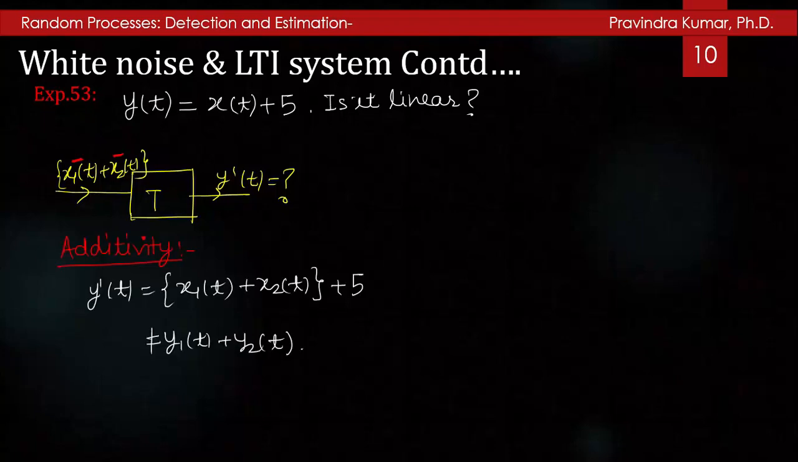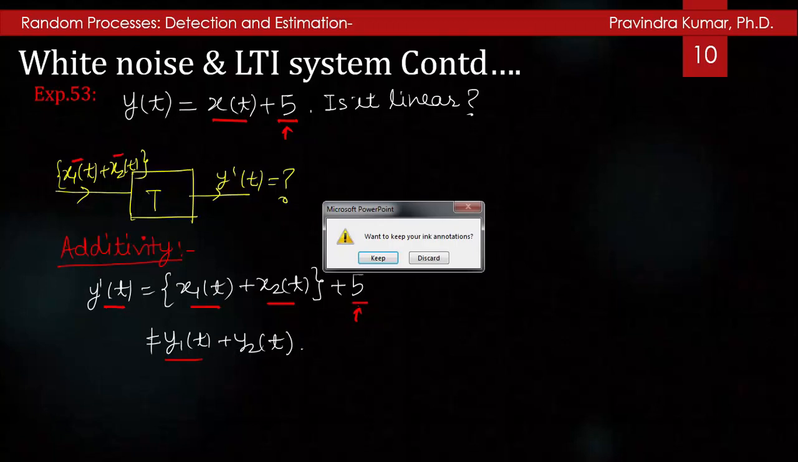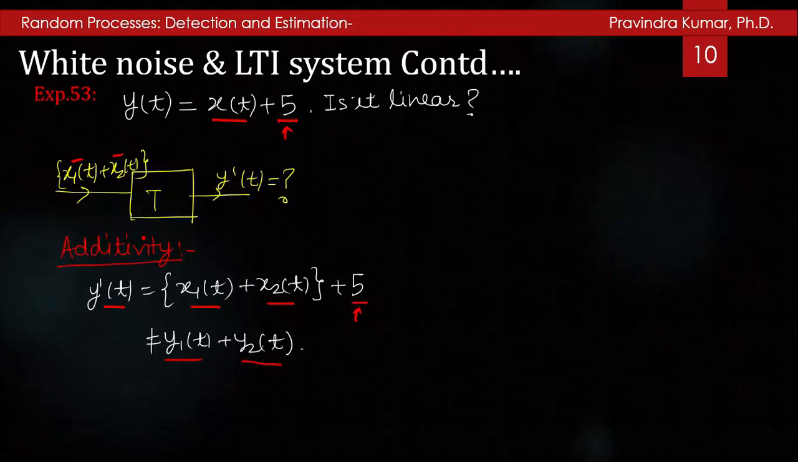For additivity, you can see the output will be the input plus some DC level 5. Here the input is x1(t) plus x2(t), and it will add the DC level 5. So output y will be x1(t) plus x2(t) plus 5, but it is not equal to y1(t) plus y2(t). So this system is not an additive system. It is not following additivity. Here y1(t) plus y2(t) should be x1(t) plus x2(t) plus 10, but it is not; the output is x1(t) plus x2(t) plus 5. So it is not additive.